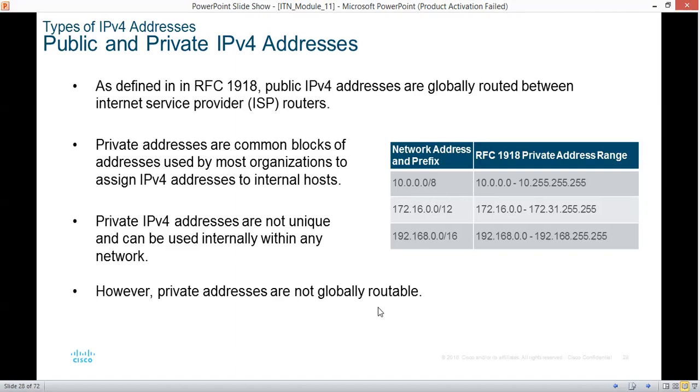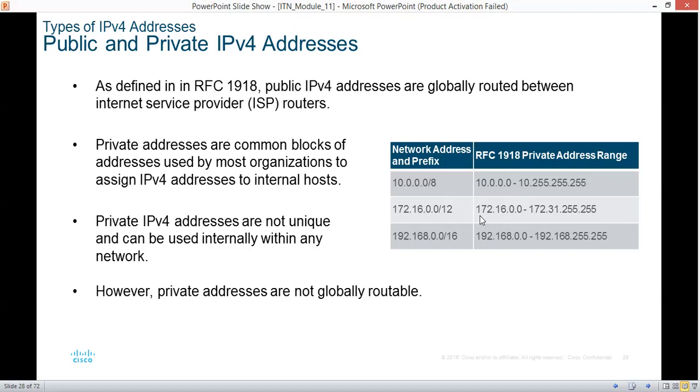Does anyone need to answer that? Class A and it's public. Thank you very much. Class A and it's public. Reason being that it's actually not in this range. So once it's not in this range, but it is within the class A range, then it is public. So let me give another one again and then see if we can get it from there.